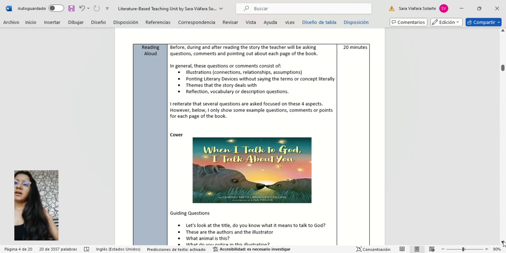Before, during, and after reading the story, the teacher will be asking questions, making comments, and pointing things out on each page of the book. In general, these questions or comments are about illustrations, connections, relationships, assumptions, pointing out literary devices without saying the terms or concepts literally.